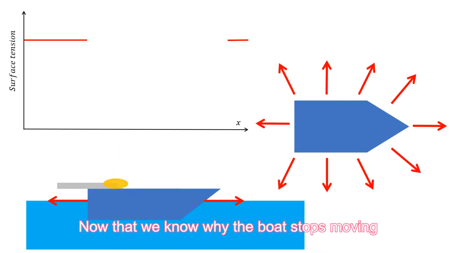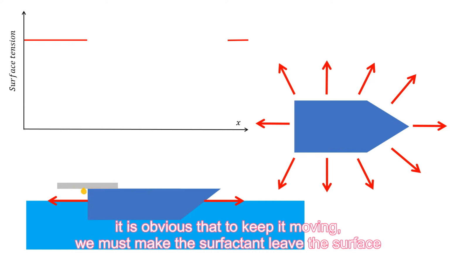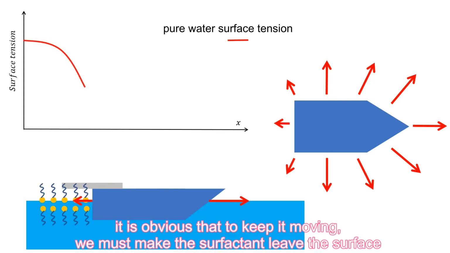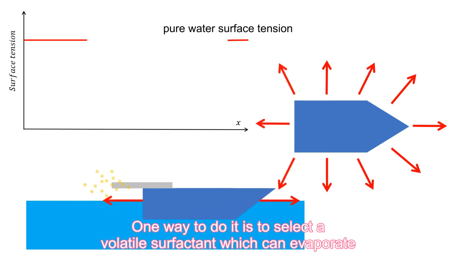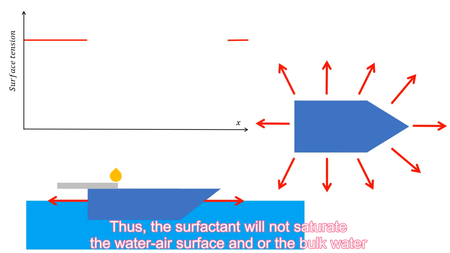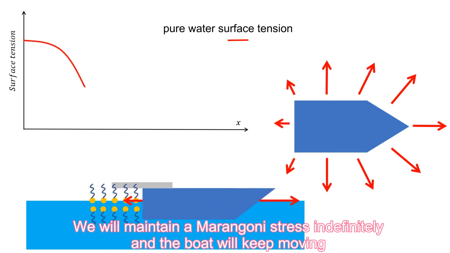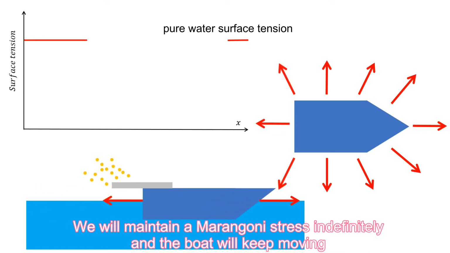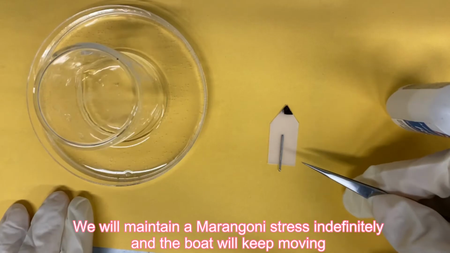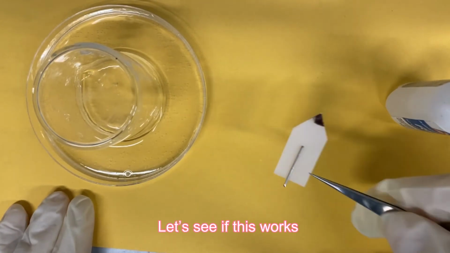Now that we know why the boat stops moving, it is obvious that to keep it moving, we must make the surfactant leave the surface. One way to do it is to select a volatile surfactant which can evaporate. Thus, the surfactant will not saturate the water-air surface and all the bulk water. We will maintain a Marangoni stress indefinitely and the boat will keep moving. Let's see if this works.